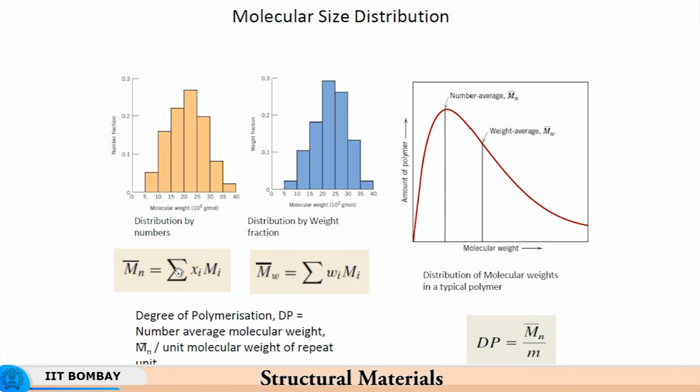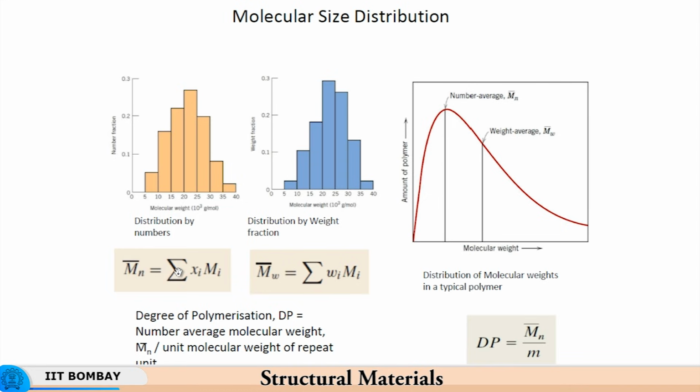The other representation is weight fraction. So, you have the weight fraction of molecules of different molecular weights. What it means is, if the molecular weight is low, of course, it is a small molecule having a relatively lower melting point. If you take a molecular weight of 5 to 10 into 1000 gram per mole, it is a relatively smaller molecule as compared to 30 to 35,000 gram per mole, right. So, this will have a relatively lower melting point, lower strength and a lower chain length.